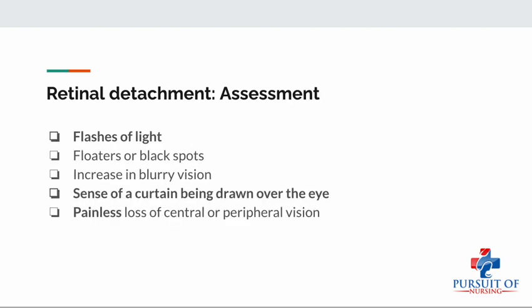Assessment findings in a patient with retinal detachment. Definitely know these and be able to recognize these on the NCLEX. This patient is going to complain of flashes of light. They're going to complain of floaters, an increase in blurry vision. This one is key. They may have a sense of a curtain being drawn over the eye, and then they may have painless loss of central or peripheral vision. The floaters or the black spots that they see are signs of bleeding. And then again, they're going to complain of the sense of a curtain being drawn down over the eye.